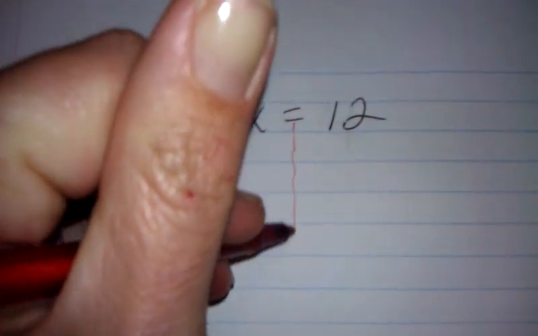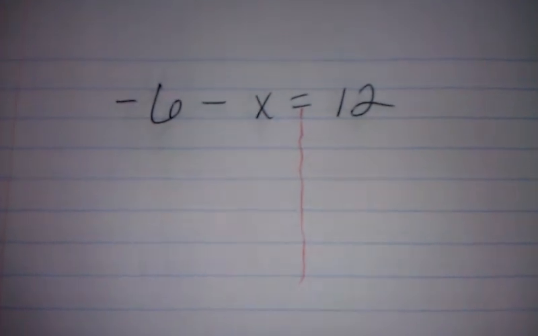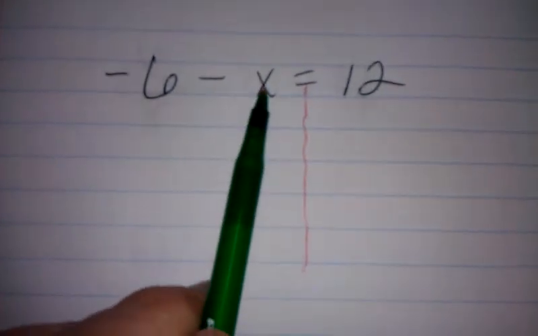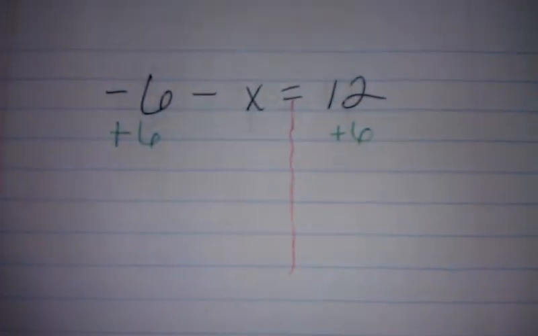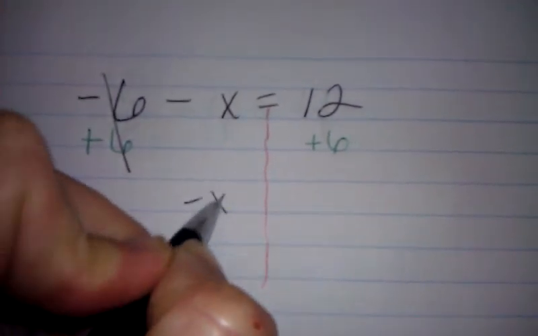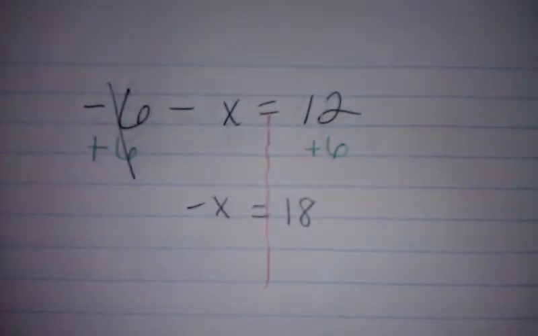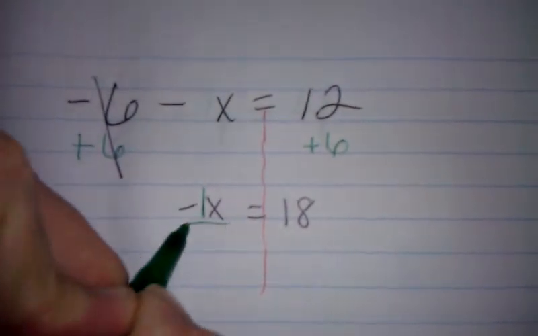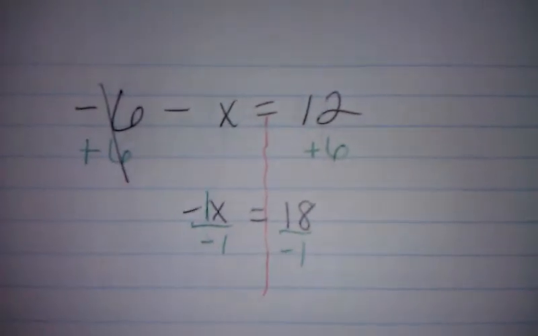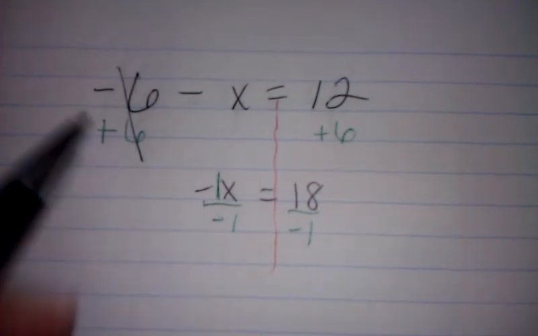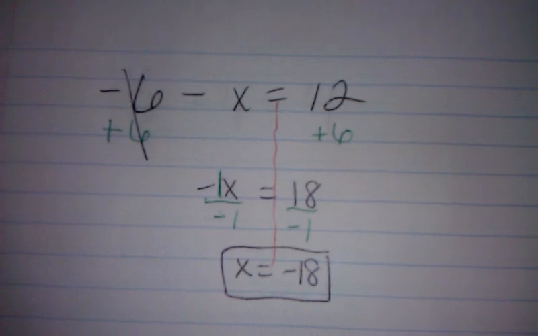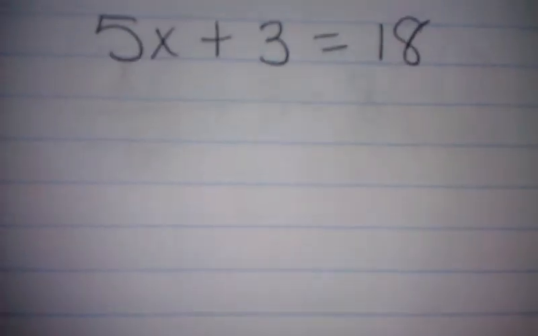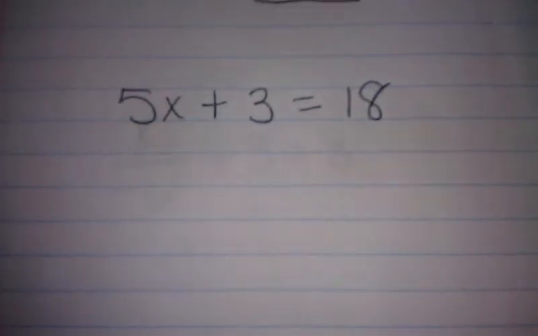I'm going to draw my dotted line. This says -6 minus x equals 12. I'm going to move the -6. I'm going to add 6 to each side. I get -x equals 18. This is the same as a -1. I'm going to divide by -1 to each side. Negative divided by negative is a positive. X equals negative 18. Next one. Pause the video, come back and see how you did.